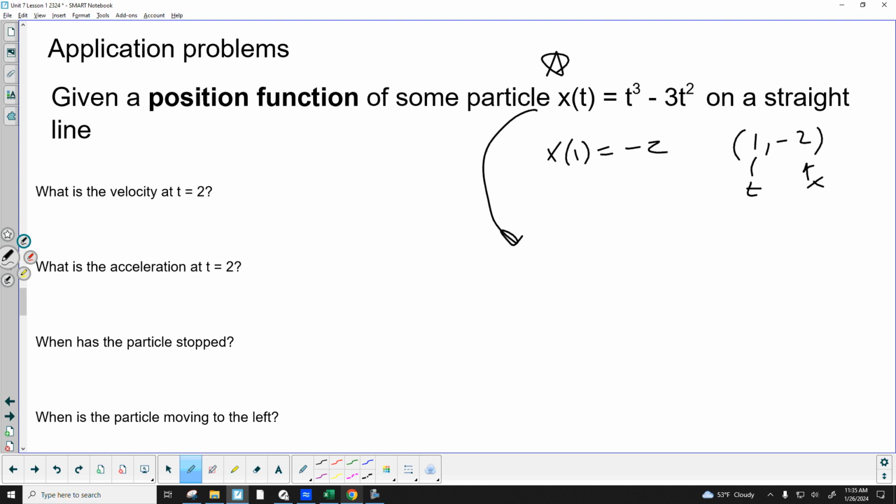Take the derivative, x prime of t. What is the derivative of t cubed minus 3t squared? Tell your neighbors, what do you think it is? 3t squared minus 6t. It's just the derivative like normal. There's x prime. But what did we just find? What is the rate of change of position? We now can say x prime, I have a velocity equation.